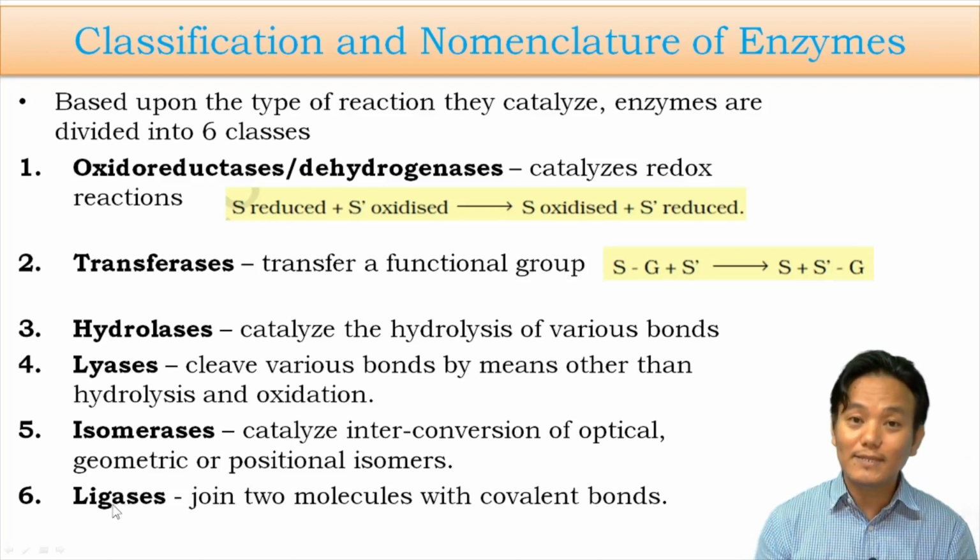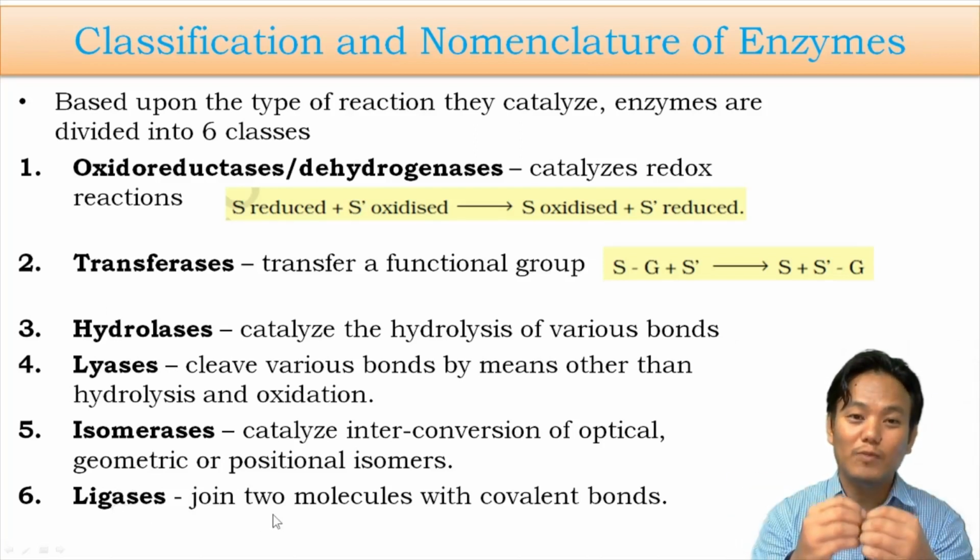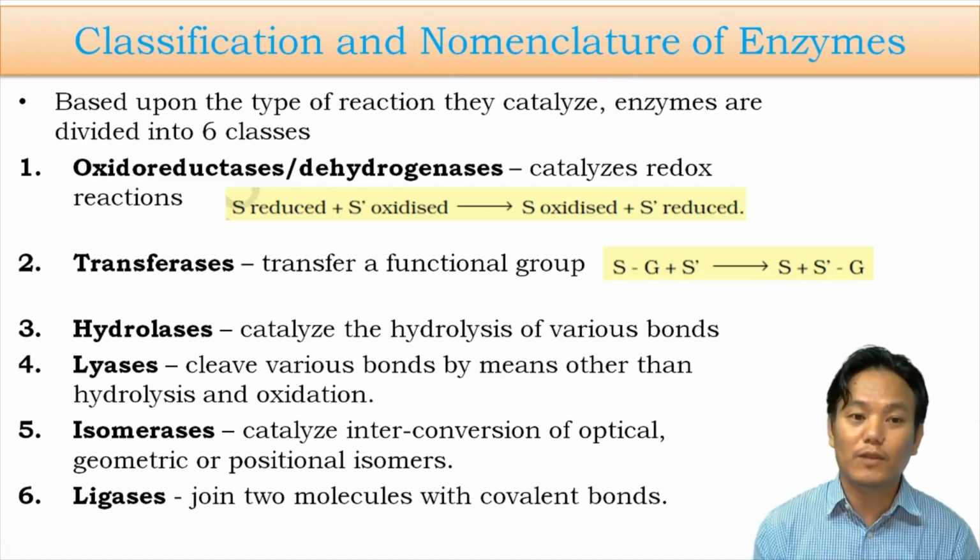Ligases are the enzymes which can join two molecules by forming a covalent bond. So this is nomenclature. There are six large classes of enzymes and they are classified based upon the type of reaction they catalyze. These are the six different classes: oxidoreductases, transferases, hydrolases, lyases, isomerases and ligases.